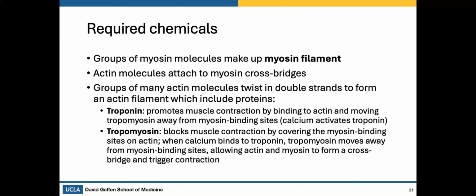Troponin is a protein that promotes muscle contraction by binding to actin and moving tropomyosin away from the myosin binding sites. Calcium is an activator of troponin. Tropomyosin actually blocks muscle contraction by covering the myosin binding sites on actin. Where calcium binds to troponin, tropomyosin moves away from myosin binding sites, which allows those actin and myosin filaments to form a cross bridge and trigger that contraction.